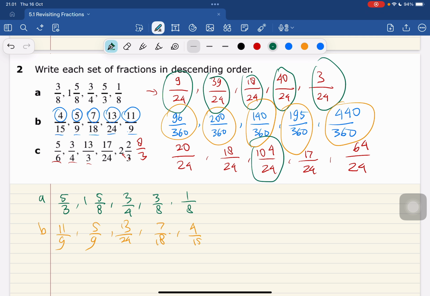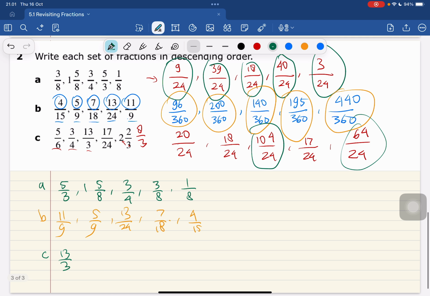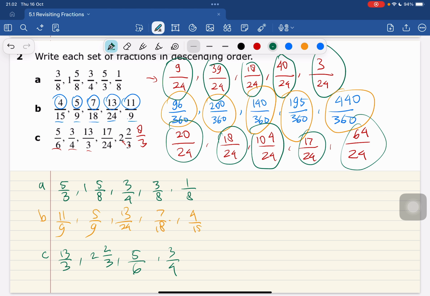So the highest is the third one, so we can write it here. So the third one is 13 over 3. Next, we got the last term, 2 and 2 over 3. And we got the first term, 5 over 6. Second term is 3 over 4. And the fourth term, 17 over 24. There it is. Thank you.